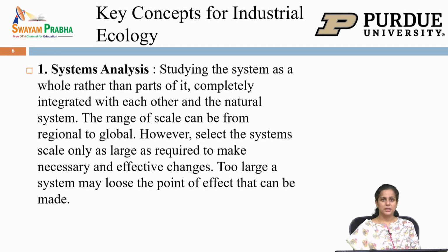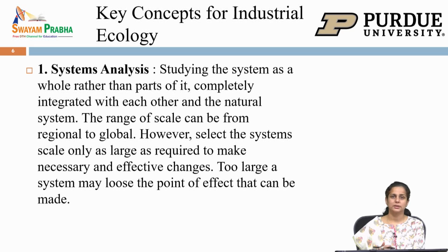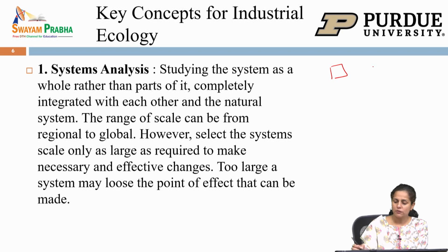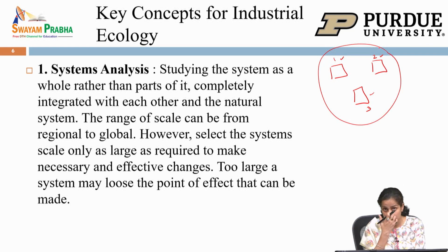So, first we will start with the key concepts for industrial ecology. The first one is systems analysis. As you know, this is a more holistic approach to the design of industries towards a sustainable trajectory. Here, instead of looking at one manufacturing plant, say these are 3 industries, instead of just studying these separately, we would want to draw the larger system boundary, just like in life cycle, and study them as a whole.